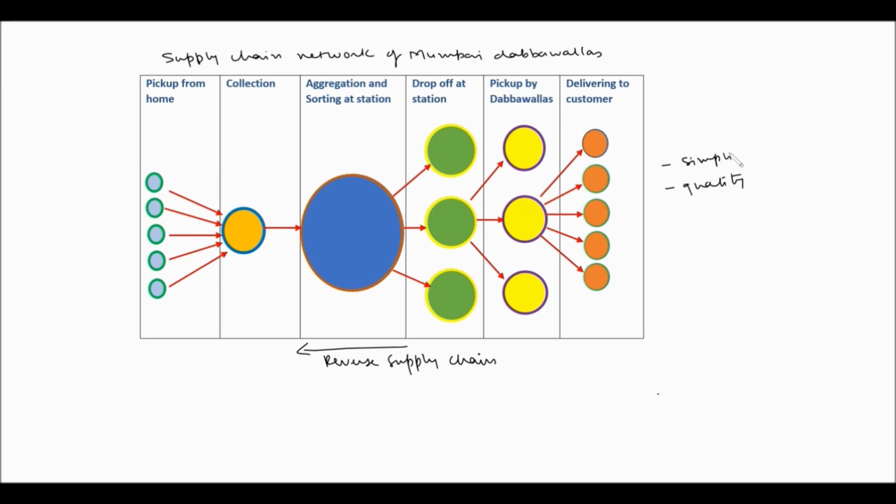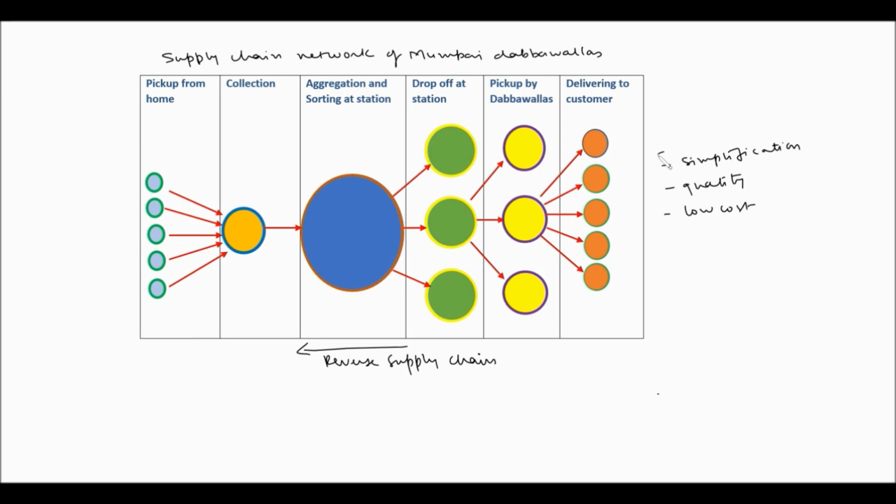So simplification of supply chain is one of the aspects. Quality is the other aspect. And they have also kept the cost very low through the use of a cost-effective mode of transportation, which is the Mumbai local trains. So low cost.